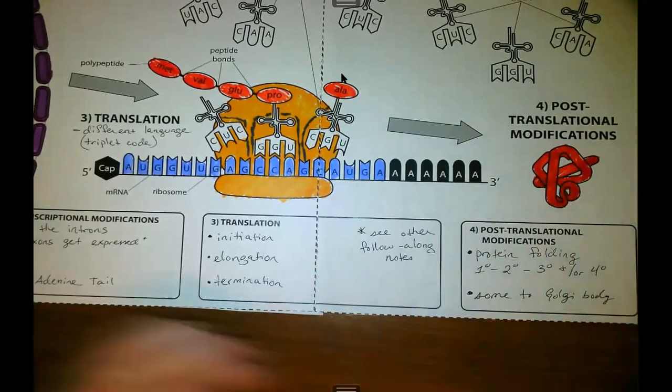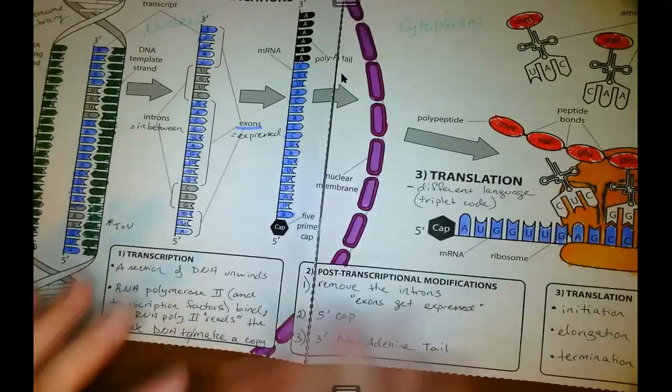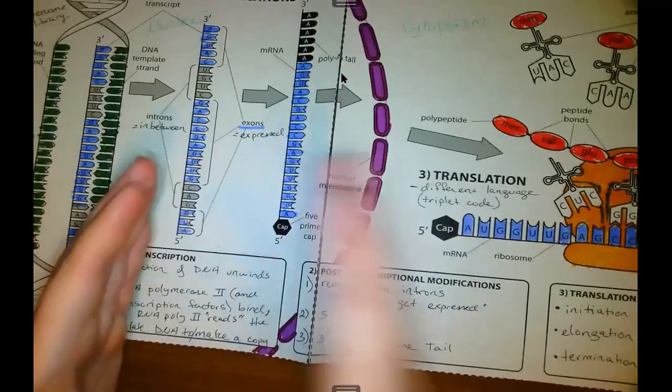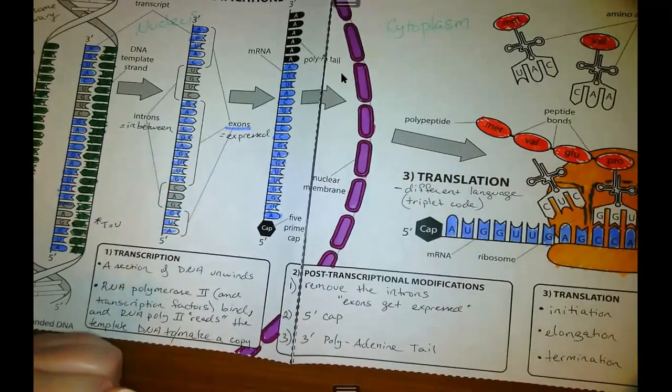Okay, big long piece of paper for not actually a whole lot of written information. It's more the coloring so you can visually see the steps of how transcription and translation occur. All right, cool. Thank you so much.